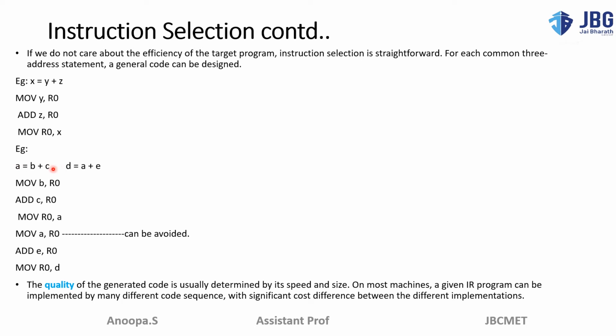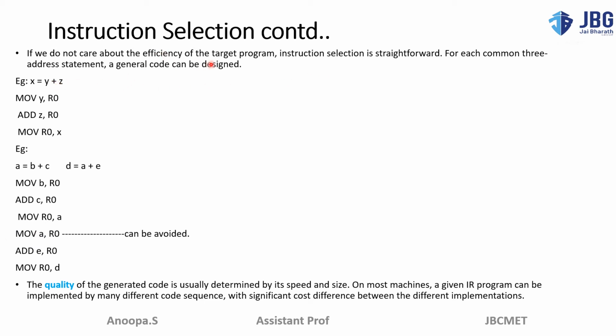Now I have two statements, A = B + C and D = A + C. If I am considering the first as a single statement, I can write it using three instructions: MOV B, R0; ADD C, R0; and MOV R0, A. Similarly, for the second statement alone, I have to do MOV A, R0; ADD C, R0; and MOV R0, D. But if I am doing it as a continuation, I can omit the load of A, right? That is what is specified here.